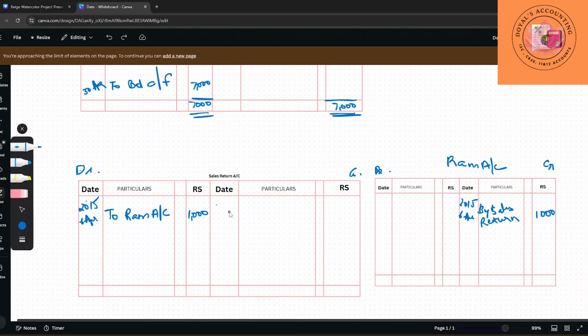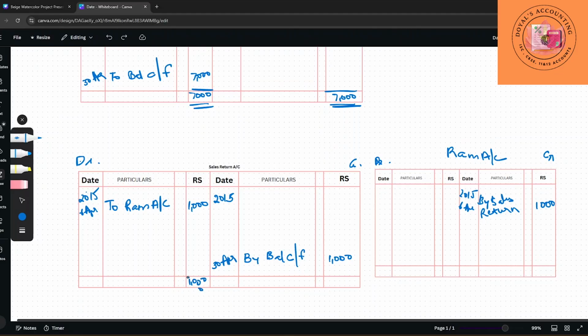Now sales return account. For every account it is only this, okay? Opening balances and closing balances will be on the opposite side. And the account's debit side has to tally with the credit side. That is the rule of double entry bookkeeping. Oh, 2015, 30 April. To balance carried forward 1,000.